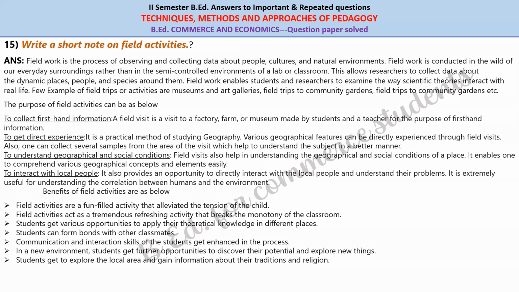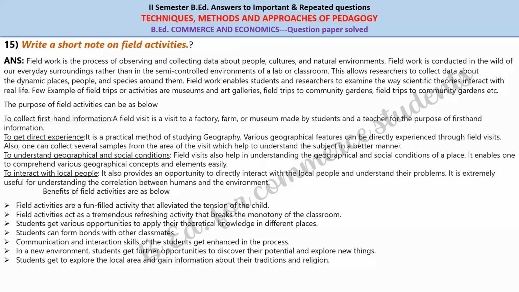A few examples you can say are field trips, excursions, activities in museums, art galleries, trips to gardens, trips to community gardens, etc. All types of field activities. What is the purpose of it? We get first-hand information. If someone says this is a train, this is a station, how it looks, there are tracks laid out, there is a train which is very long.